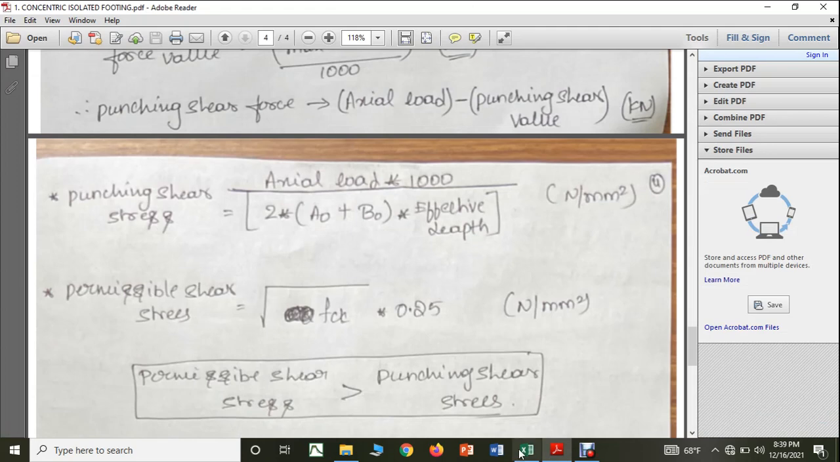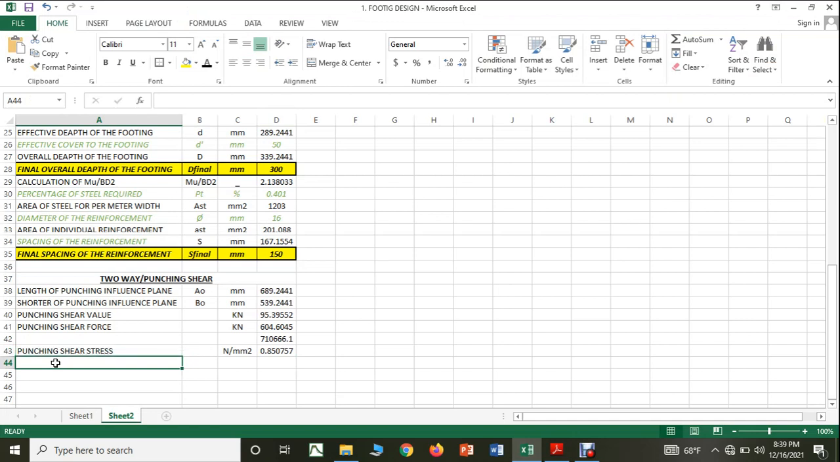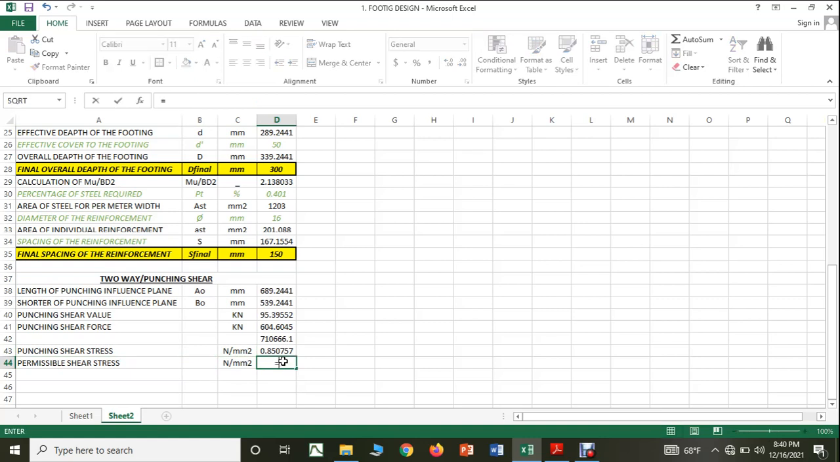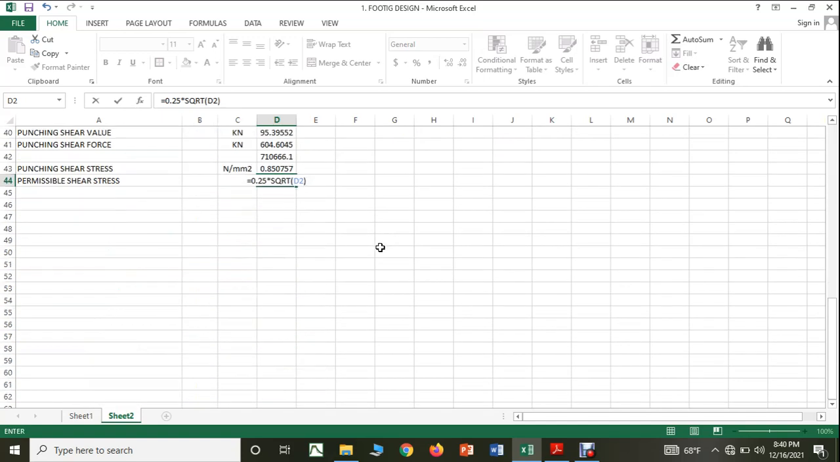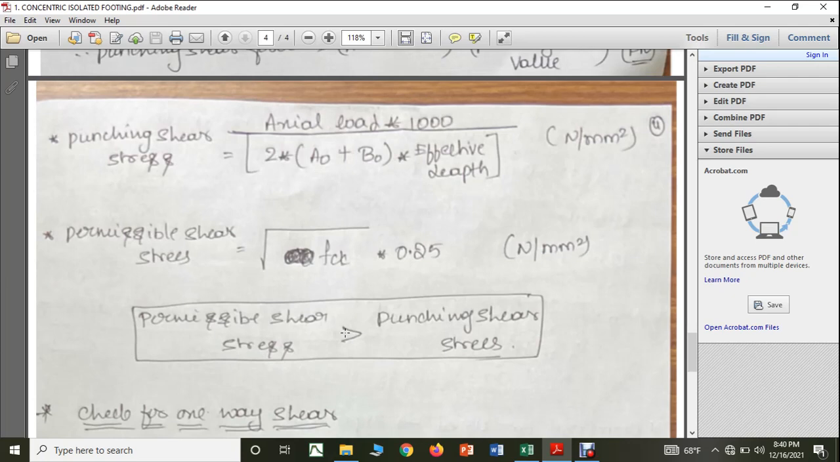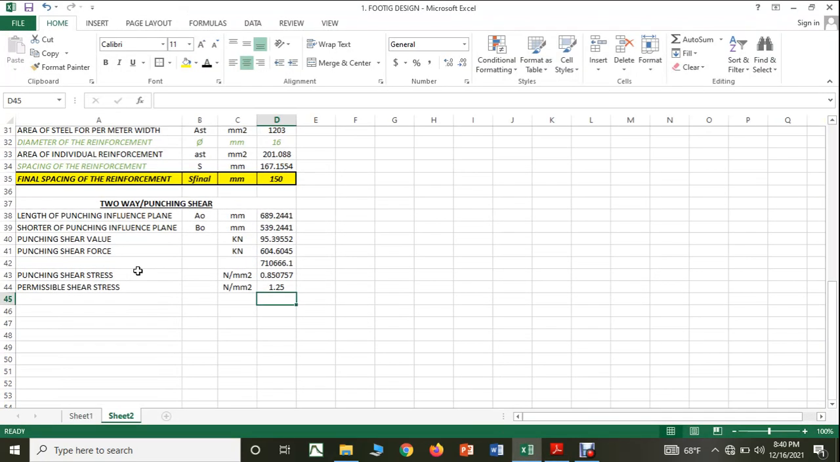And what is your permissible shear stress? You have to calculate the permissible shear stress, also in Newton per mm square. It is 0.25 into the square root of FCK, that is 0.25 root FCK. That will be your permissible shear stress, and I already told you the permissible shear stress should always be higher than the punching shear stress. It is, therefore there are no issues.